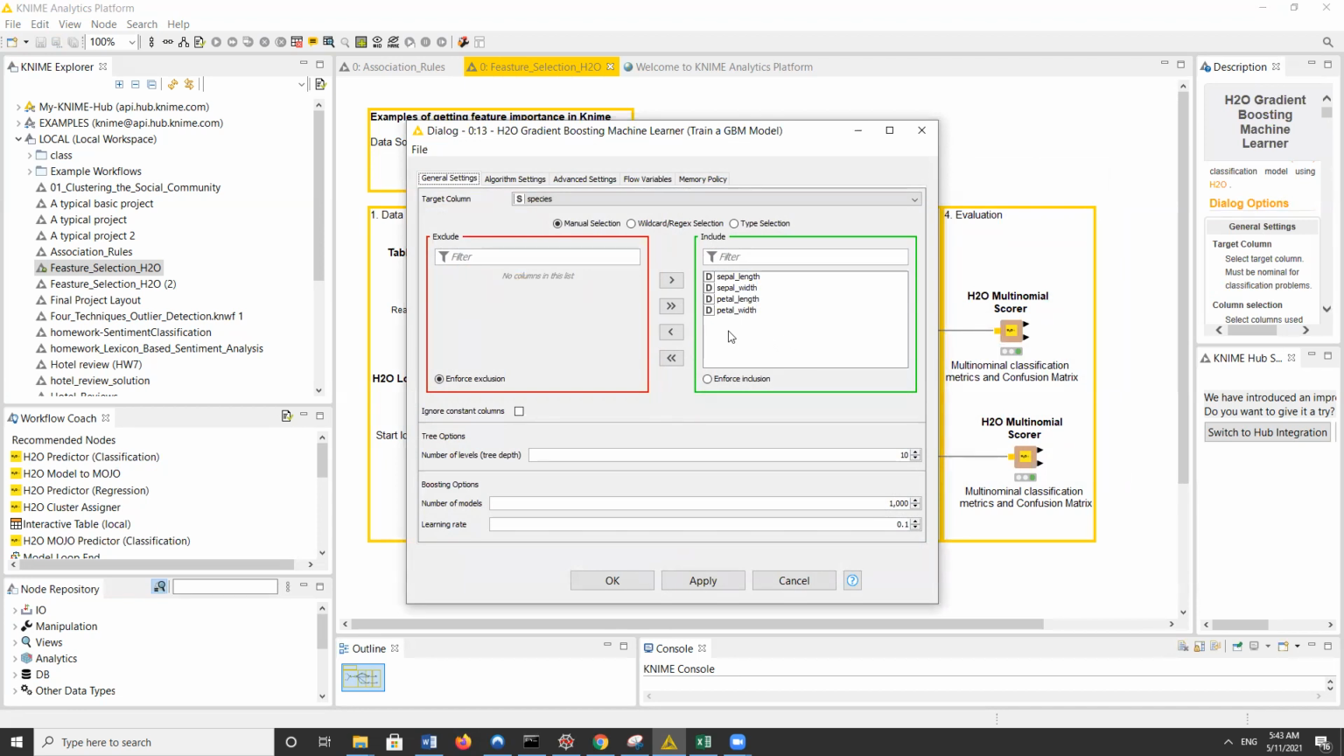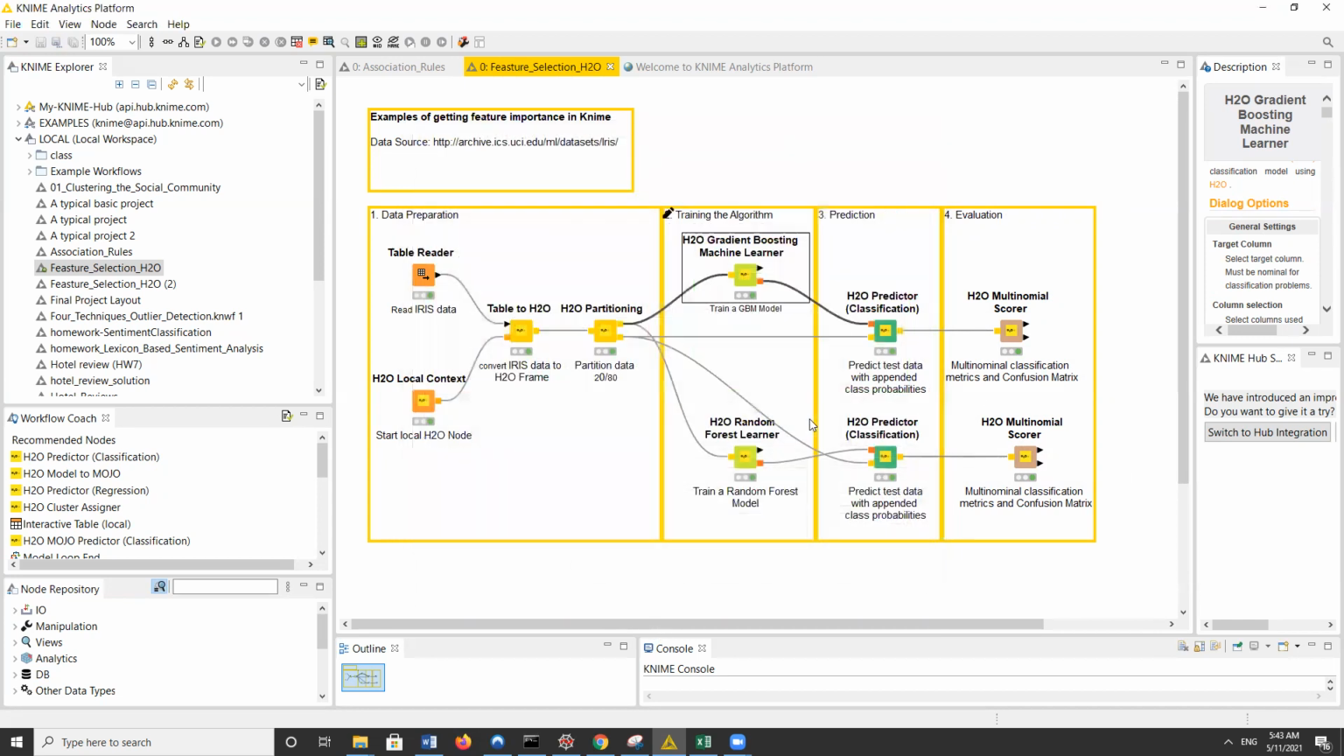Here you can include or exclude your independent variables. Here I included all, and my dependent variable is species. For prediction, first of all, we have a classification problem. So if your final project is a regression, which means your dependent variable is a continuous number, you should use different nodes. But here we want to classify the type of plant. So I use classification learning.